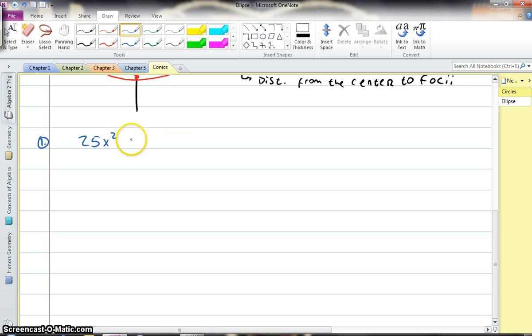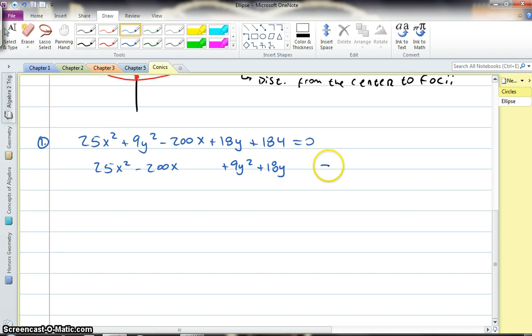25x squared plus 9y squared minus 200x plus 18y plus 184 is equal to 0. Now, we're going to do the same thing we did yesterday with the circles. Group your x's together, so we're completing the square to put in graphing form first. Group your x's, leave a little space. Group your y's, leave a little space, and move your constants to the other side.